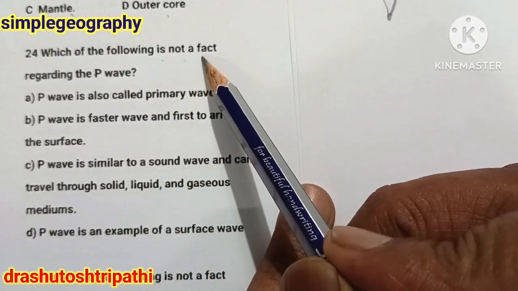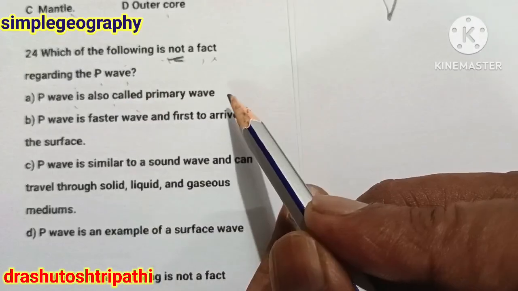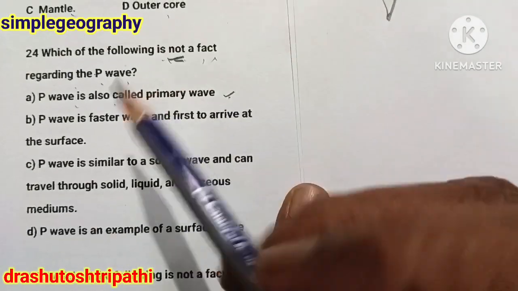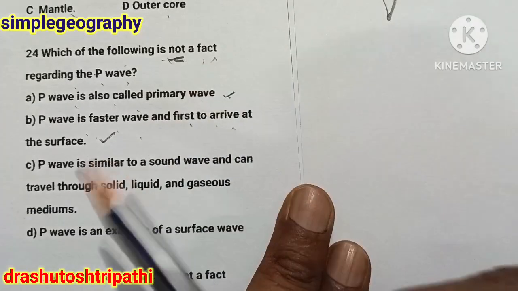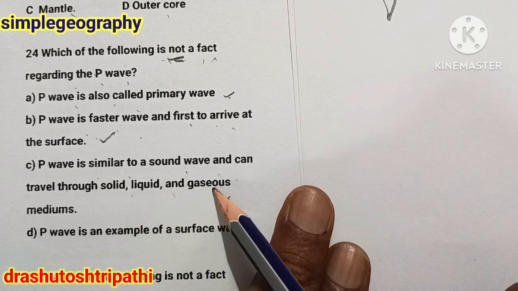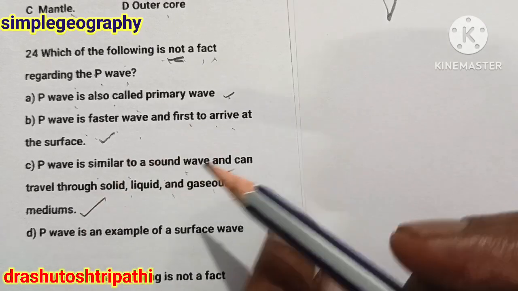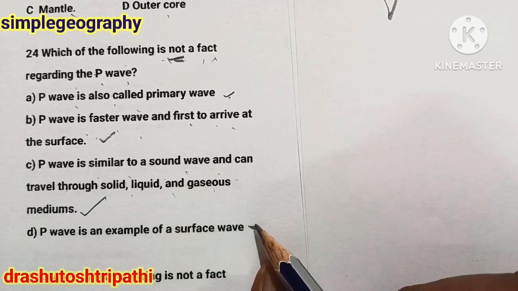Which one of the following is not correct regarding the P wave? P wave is also called the primary wave. Okay, this is correct. P wave is the faster wave and the first to arrive at the surface. That is also correct. P wave is similar to sound waves and can travel through solid, liquid, and gas mediums. This is also correct. P wave is an example of a surface wave? No, this is not correct.